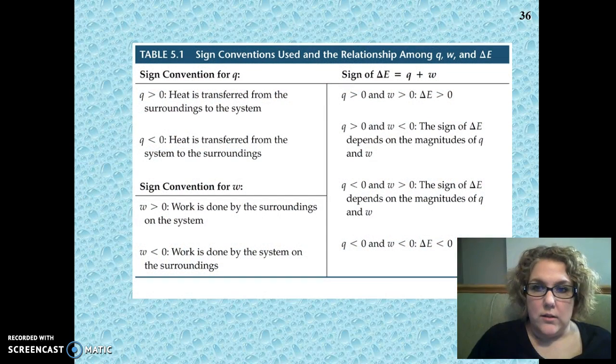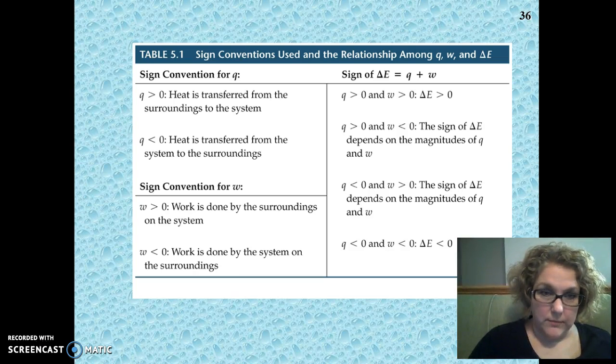All right, here's another table summarizing the different signs that are possible for Q, W, and delta E. I've said all this already, but you may want to pause and look at this. It summarizes it well.